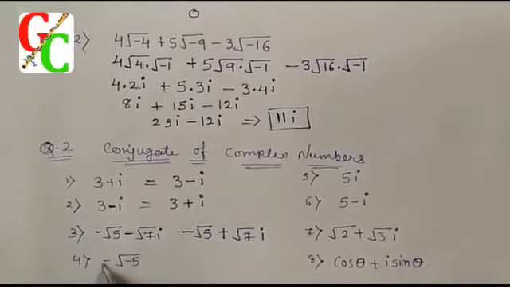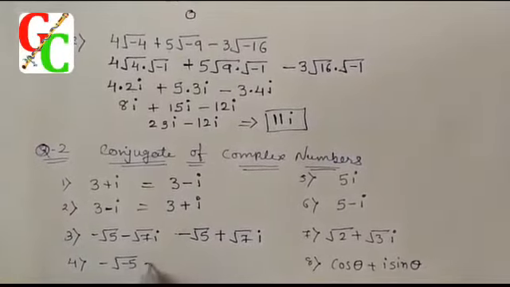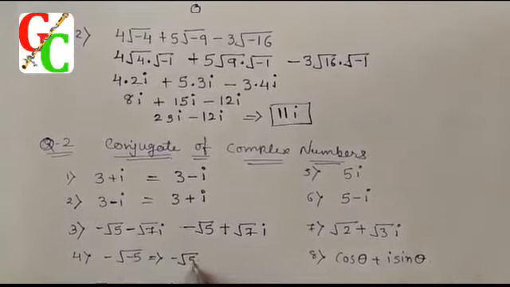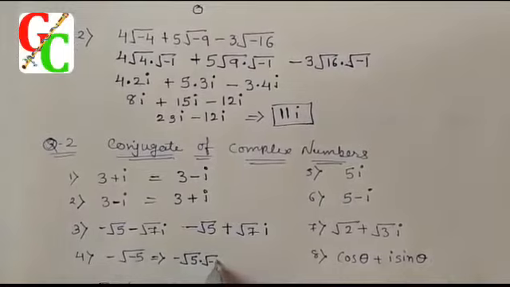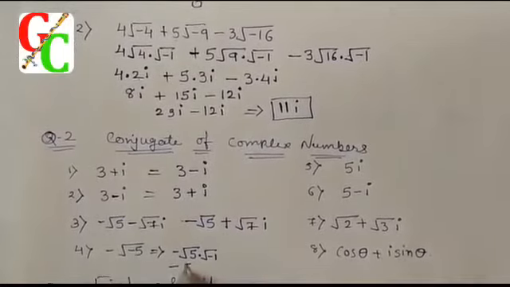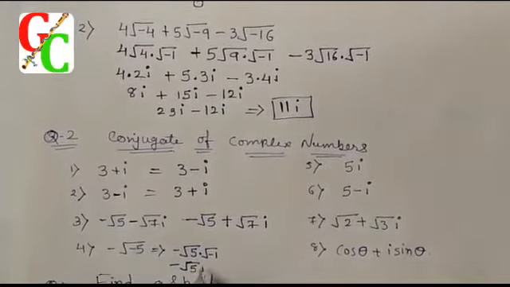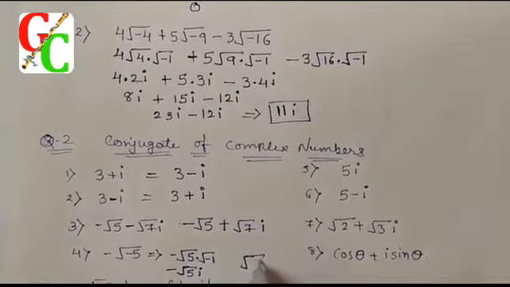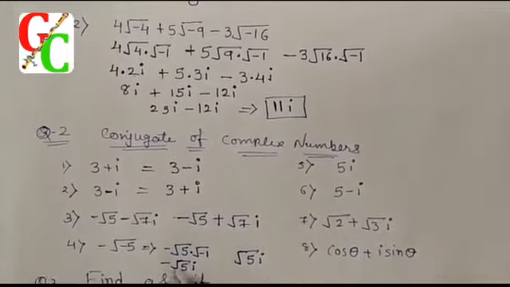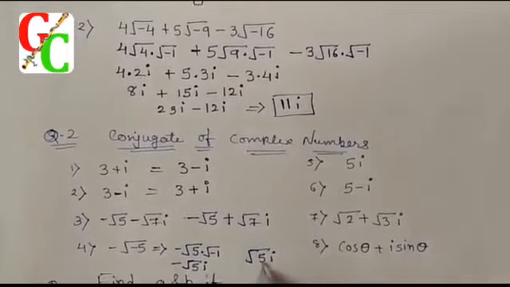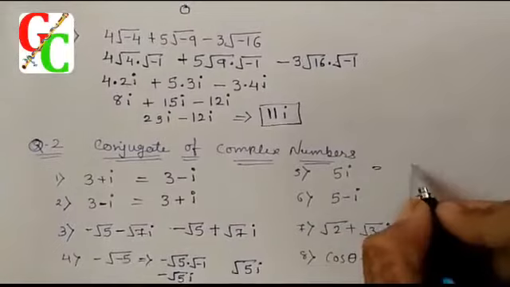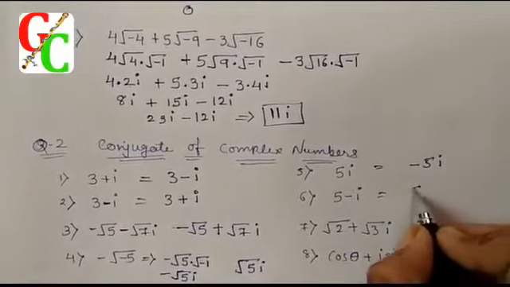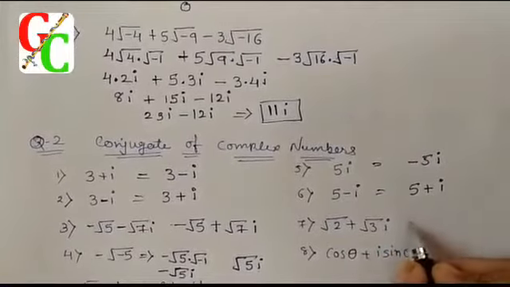See, in this question, minus into root minus 5. First we have to separate the root. Minus 5 into minus 1. So minus root 5 iota. So our answer is root 5 iota. The minus sign is there, we change the sign to plus. So minus 5 iota. Next, 5 minus iota, so 5 plus iota.